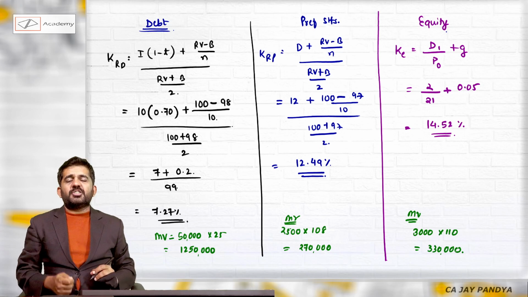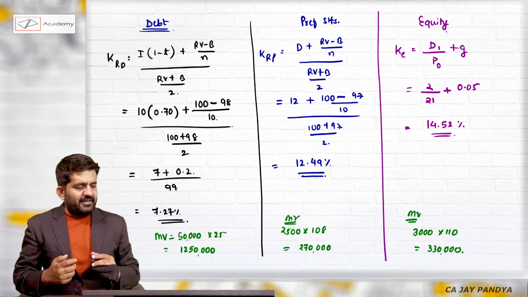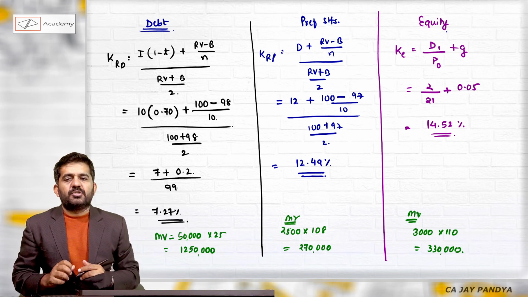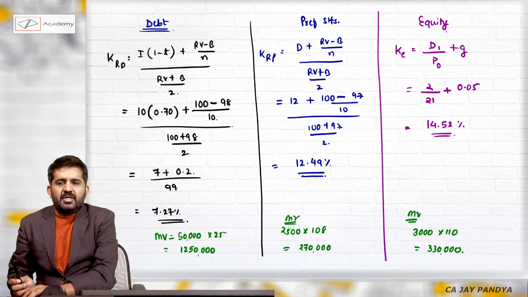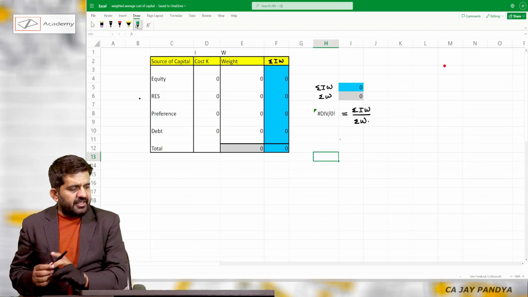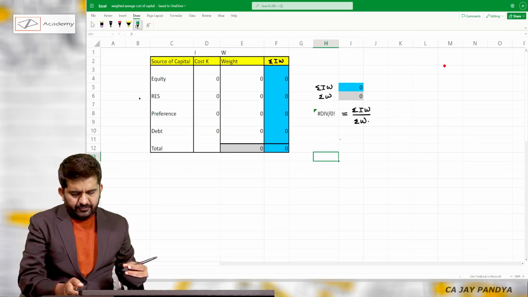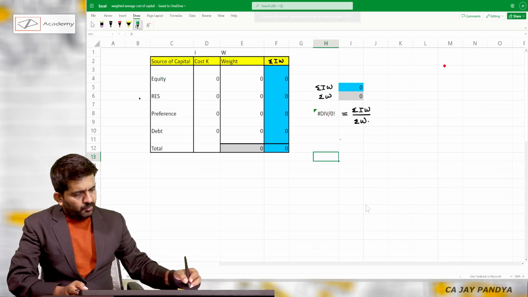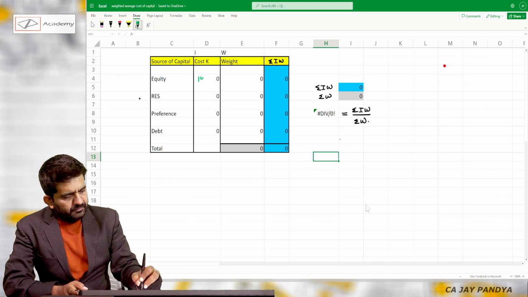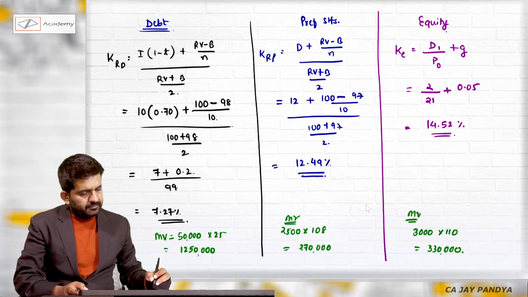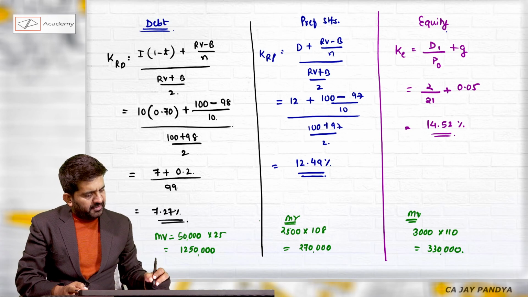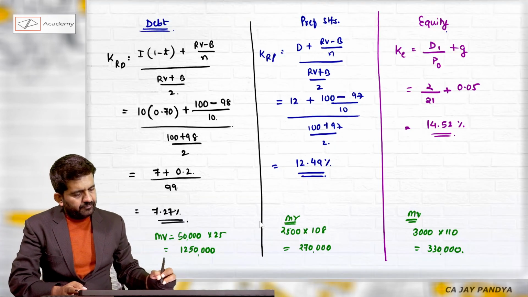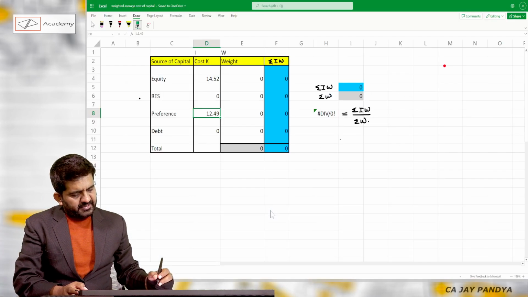So I am having cost, I am having market value. I can take cost as I, market value as weight, and I can find out sigma IW divided by sigma W. I am directly doing it in Excel sheet. In your examination, you will have to do it manually. Equity cost is 14.52. There are no reserves. Preference shares are 12.49. And debt 7.27.